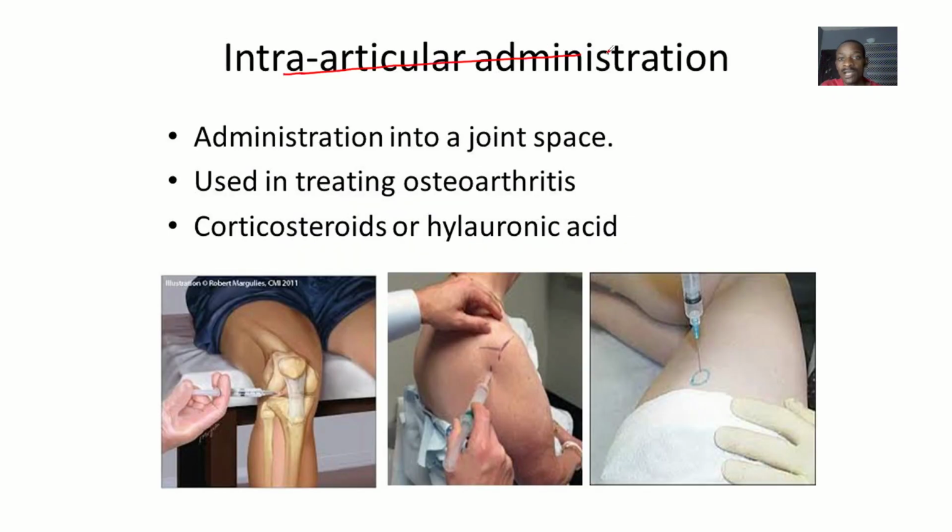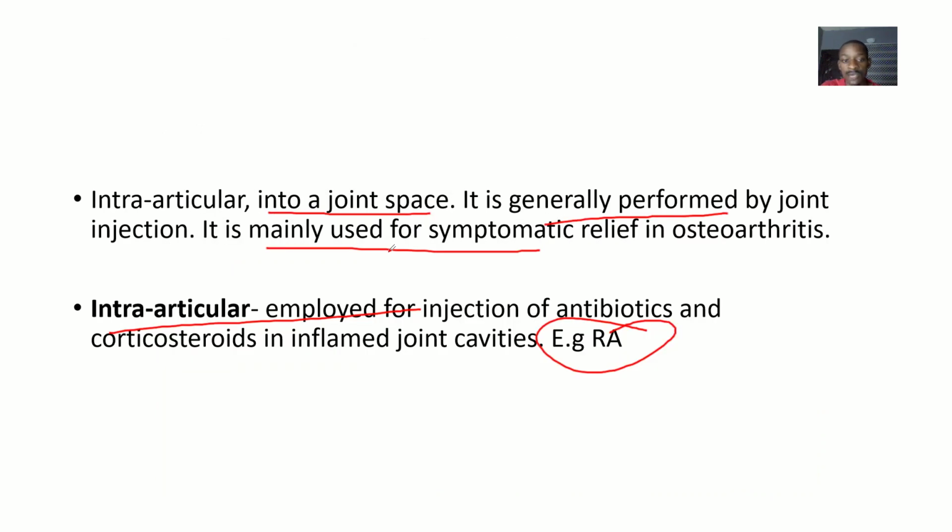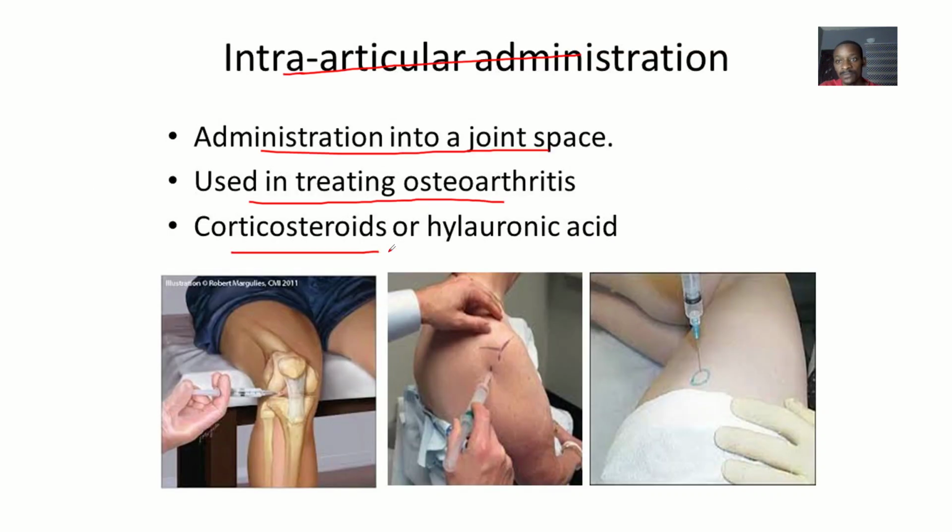So intra-articular administration of drug is administering drug into a joint space. It is used in treating osteoarthritis. Common drugs you could use are what? Corticosteroids and hyaluronic acid, okay? And here we also had corticosteroids too, okay? So this is quite everything you need to know about intra-articular route of drug administration, okay? Administering the drug directly into a joint, okay? To solve a problem that might range from osteoarthritis or rheumatoid arthritis, okay?